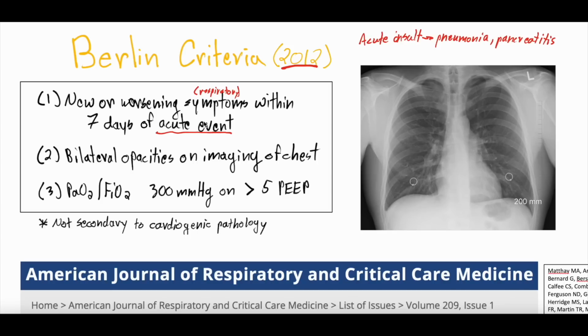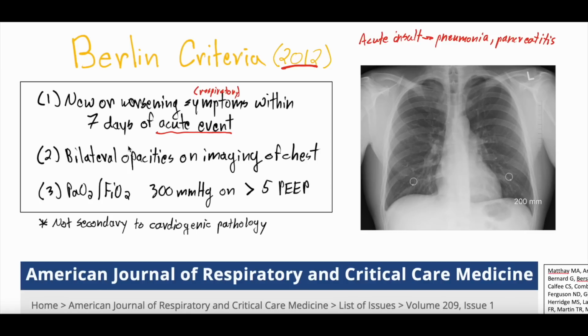ARDS is an acute disease, so it has to follow an acute event, and it has to be within 7 days of that acute event, where you get those worsening respiratory symptoms, things like hypoxemia, hypercapnia, increased work of breathing. You also need bilateral opacities on imaging of the chest, right? Because ARDS is a diffuse lung disease.